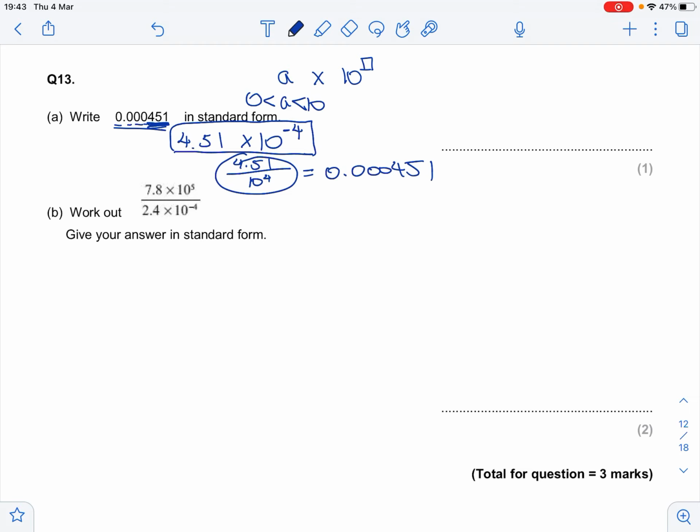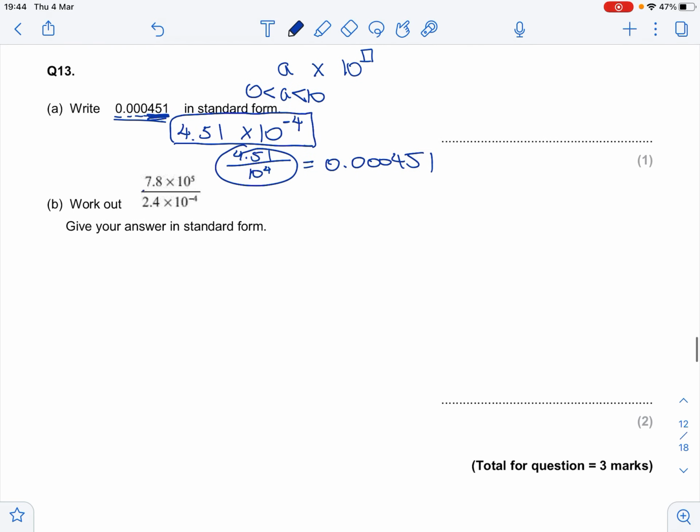So part B, we want to work out an answer for this. So to do this, you can write this out. So you can actually get some method mark by writing this out. So 7.8 times 10 to the power of 5 would be 7, 8, with 4 zeros on the end, divided by 2.4 multiplied by 10 to the power of minus 4, which is 0.00024.